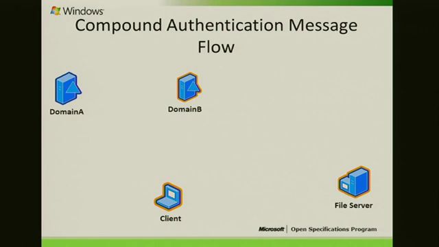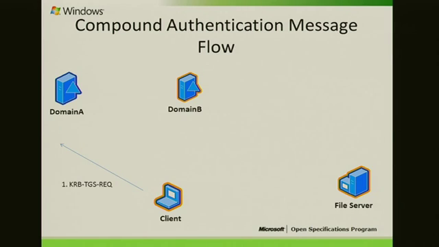Okay, so the next thing that's really interesting is compound authentication message flow. And as Ganga pointed out, this is just an extension of the armoring that is in FAST. So this one's a little simpler. We don't need as many hops.